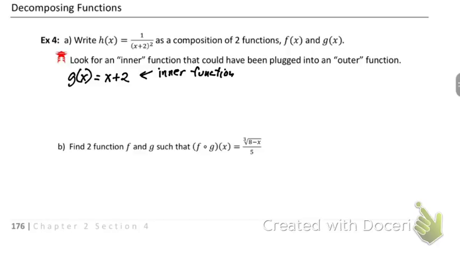Because we kind of picture, I'm just going to insert that x plus 2 somewhere. Which means my outer function, let's go ahead and call it f of x, is going to be 1 divided by x squared. That is going to be my outer function.